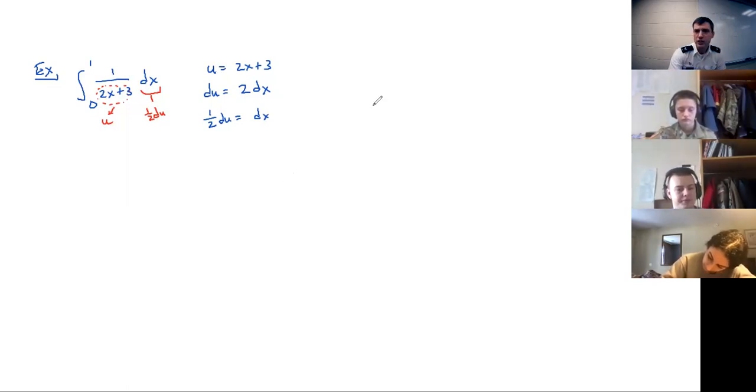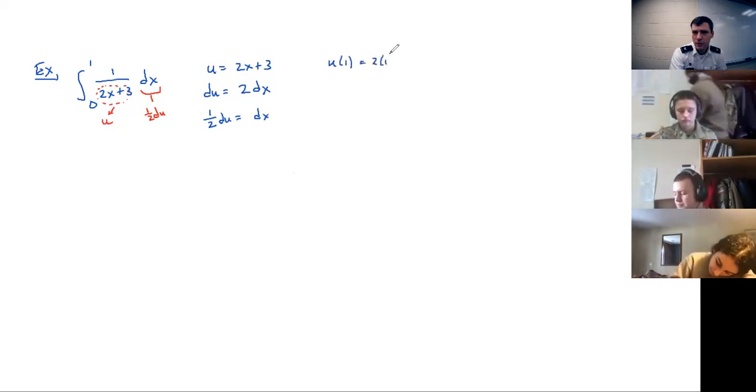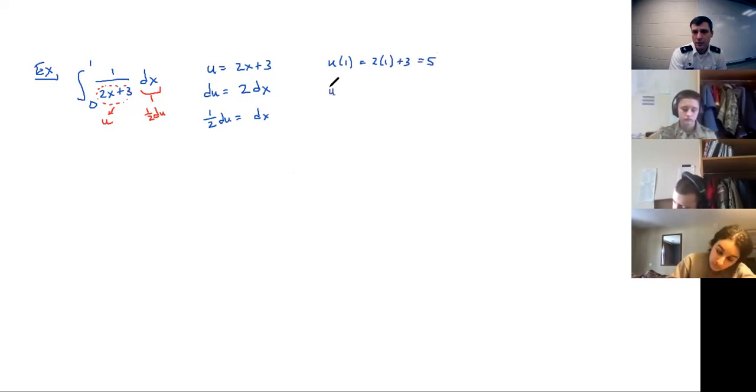All right, and then there's still another step I want to do here. I want to change my bounds. New upper bound looks like it's going to be 5. And my new lower bound looks to be 3.